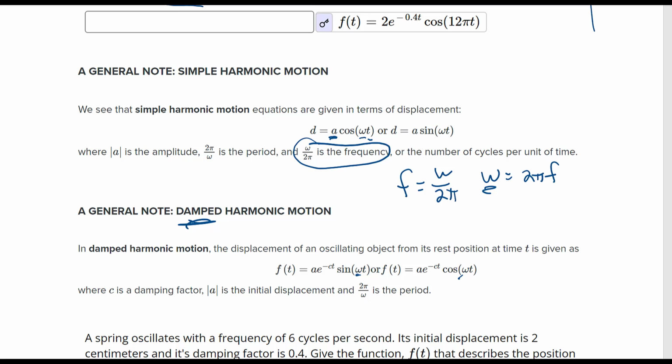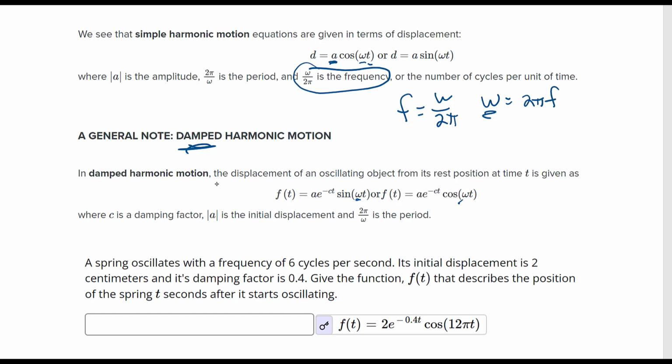Okay, I think that's good to leave there. Let's go down to the general note for damped harmonic frequency. So that gives us the 2 formulas to work with. We've already decided we're going to go with the cosine because it starts up higher. Right, so starts up there. And we know our A, because that's going to be 2.